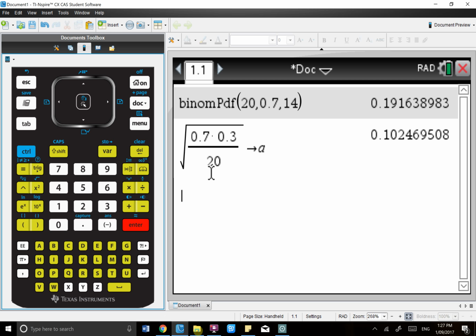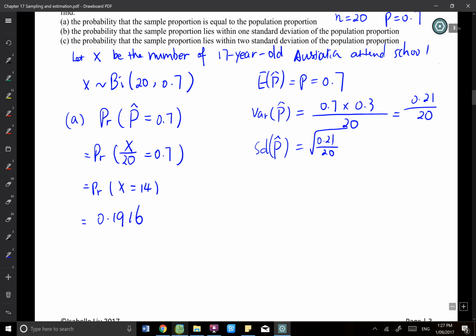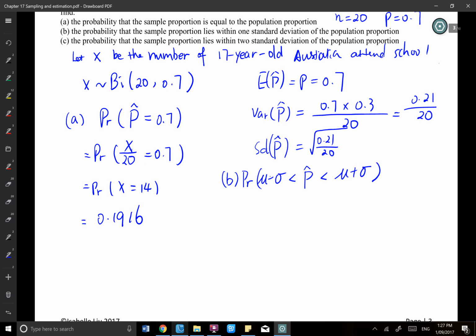So what I'm trying to find, B, is the probability that your sample proportion is within 1 standard deviation. Well, whether equal or not equal, that's fine. Okay, within 1 standard deviation. What's within 1 standard deviation? Minus 1 standard deviation, plus 1 standard deviation.